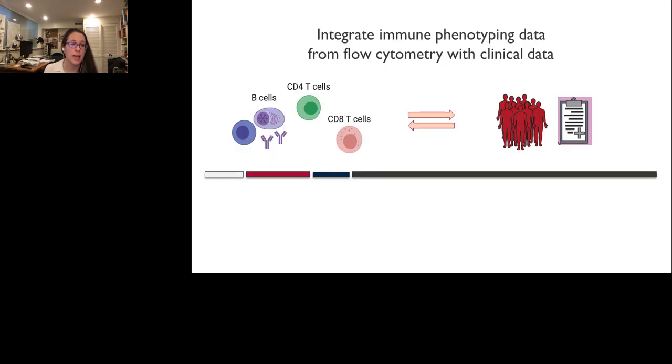So now that we have a handle on the immune response to COVID-19 in these three different major arms of the immune system, the B cells, the CD4 T cells, and the CD8 T cells, we wanted to try to understand how these immune responses related to those clinical features that we discussed at the beginning.